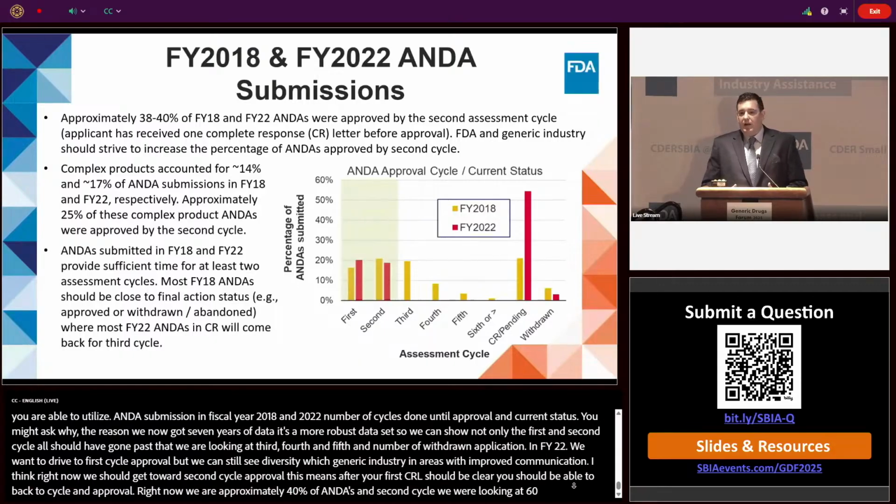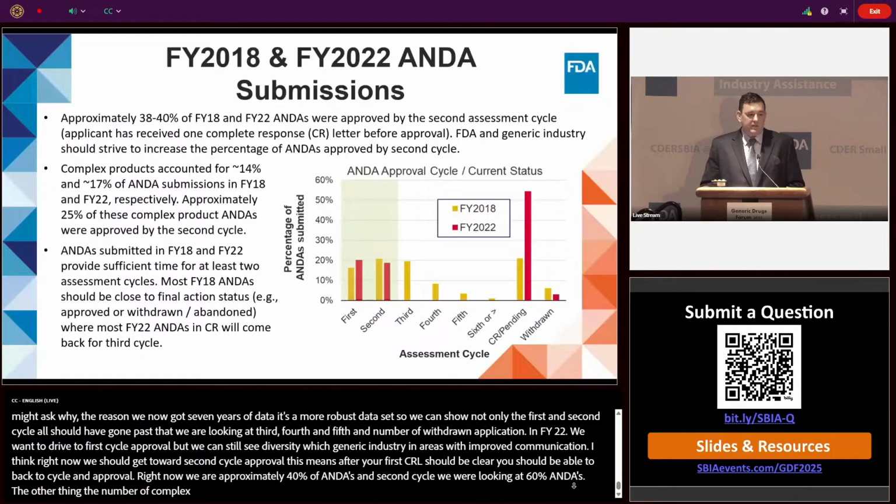The other thing I wanted to highlight here is the number of complex products we're getting per year. In FY18, about 14% of ANDAs submitted were for complex products. That increased to 17% in FY22, and if I remember right, in FY24 we're up to over 20%. So the number of complex products being submitted to the agency is increasing proportionally, which is a good aspect for those products in demand.